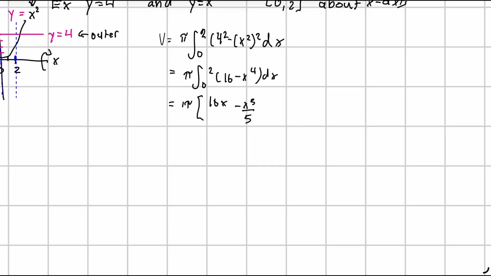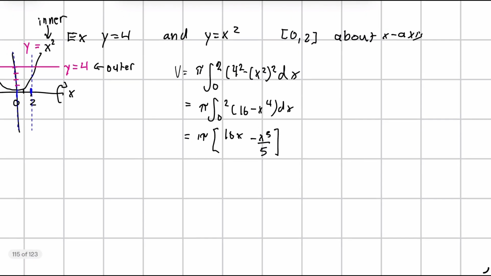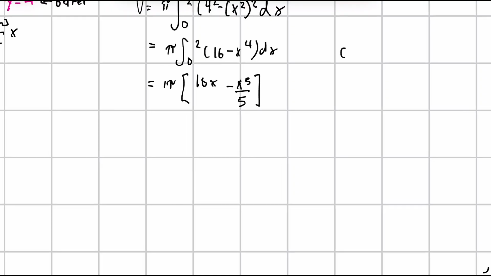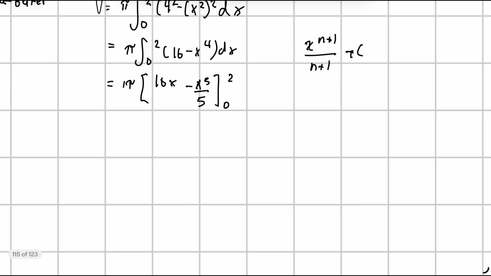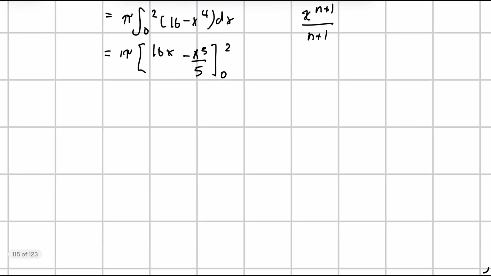Basically, when we take the integral, we add 1 to the exponent, right? We have x to the power of n plus 1 all over n plus 1, plus c. Then this is evaluated from 0 to 2. This is going to be definite, so we don't have to add the plus c here. We're just going to use the power rule on its own.